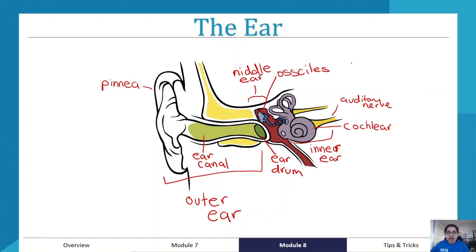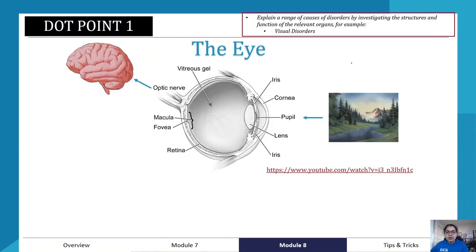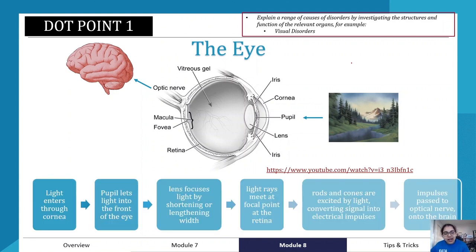Here is the structure that you need to know. So the eye, I would definitely recommend checking out that YouTube video, because YouTube videos make everything so much easier to visualize, because it actually shows you how light travels through, and obviously I can't do that with my hands. I can try, but it's just not as effective, so check that out.